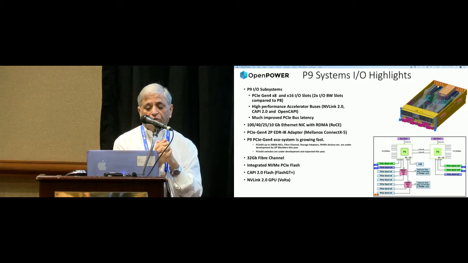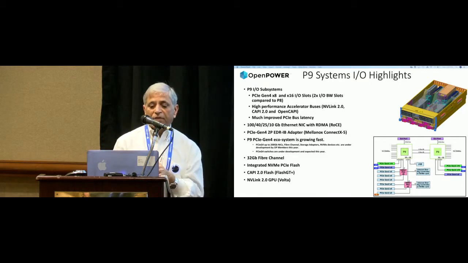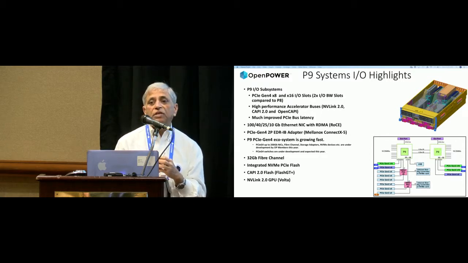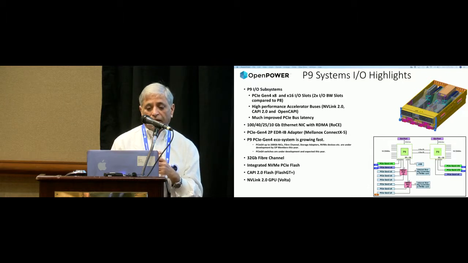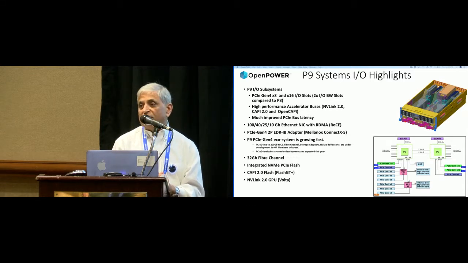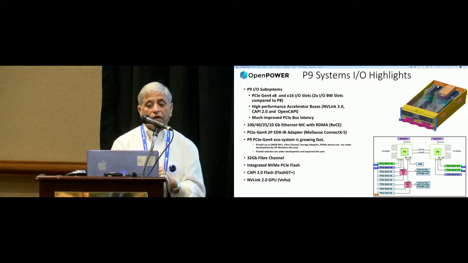With PCI Gen 4, you get double the bandwidth for the same number of lanes, because it's 16 gigabit per second per lane. Also, as you have seen coverage in the summit, we have high performance accelerator buses that are constructed using 25 gigabit lanes with NVLink 2.0, CAPI 2.0, and CAPI 2.0 is actually still on PCIe, but it still doubles because now it has PCI Gen 4 underneath.